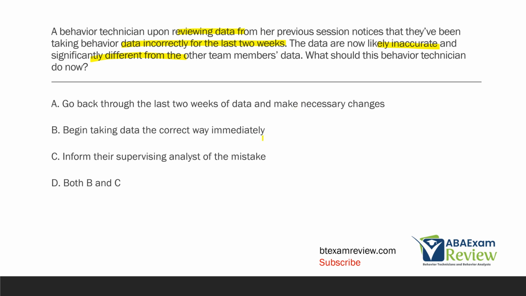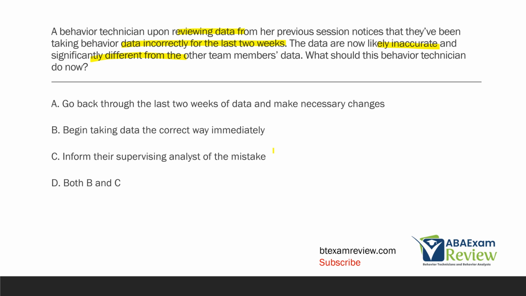B, begin taking data the correct way immediately. Absolutely. We've caught the mistake. Now we correct the mistake. Mistakes happen. We've got to correct them. C, inform their supervising analyst of the mistake. 100%. Not only are we going to do it right, we've got to tell the analyst about our mistake because they have to know that some data aren't usable.